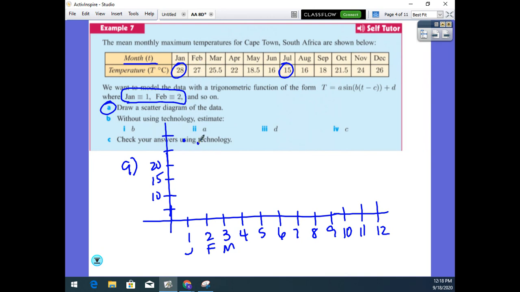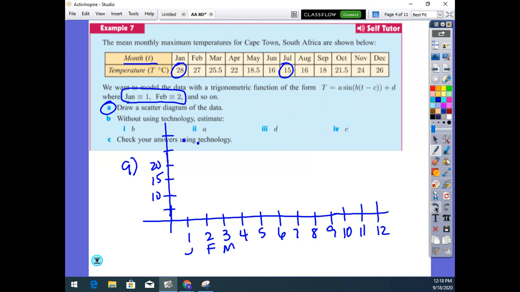February 27, 25. So we're just kind of, ooh, I'm already off. So be careful. 25, 22, 18, 16, 15, heading back up. I don't know how accurate this is. If you have paper, you might want to sketch this out better.